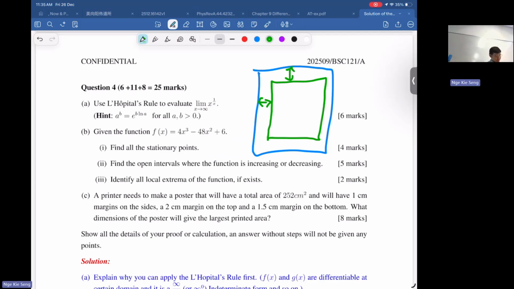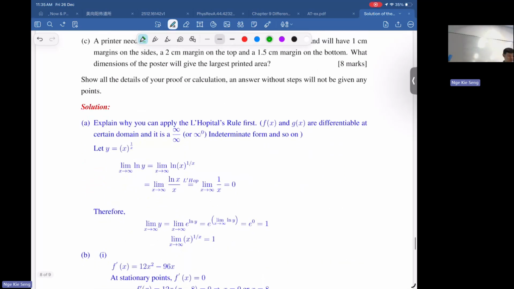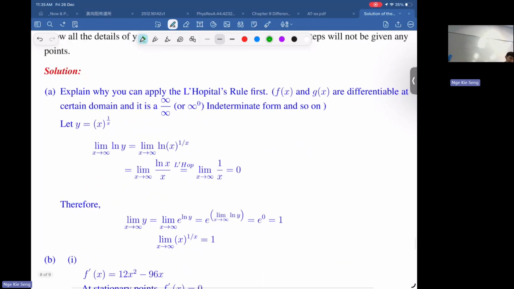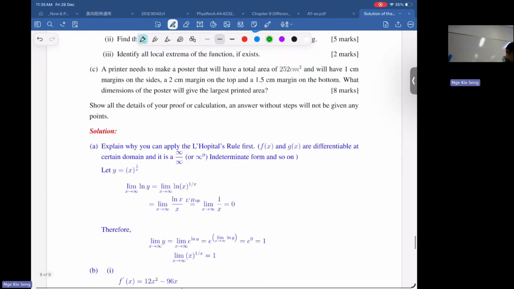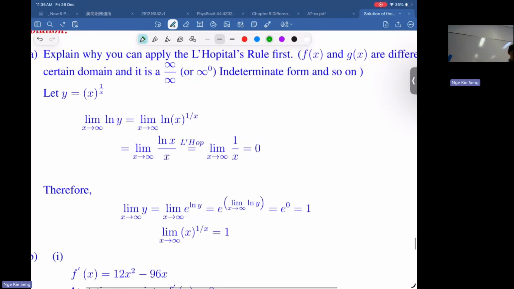So let's see how we solve these. This one is more involved. Let's look at the first one, the L'Hopital rule. We want to write it in the form of infinity over infinity, so we just follow the hints. The hint tells you to use e to the ln. You start from here, and then you realize that e is continuous, so you can bring the limit out. Then the problem becomes finding this limit. How do we find this limit? We transform it to another L'Hopital.